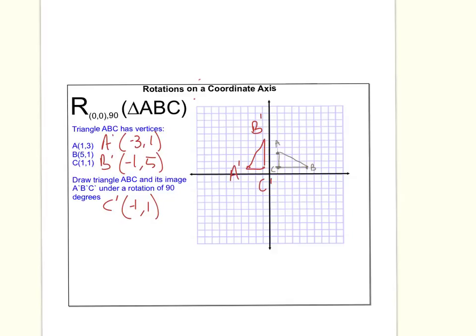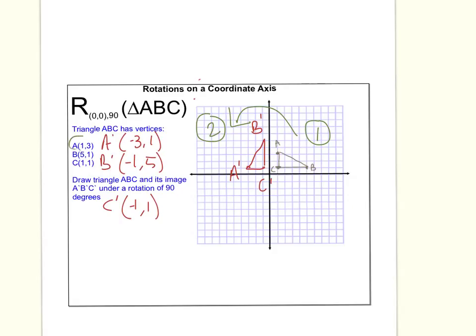A couple of things to take note. First, note what quadrant it's in. Okay, it started in the first quadrant, the original triangle, ended in the second quadrant, rotation of 90 degrees. The next thing we want to take note is what happened to the points. This is going to be a general rule. You don't have to be rotating your paper every time.